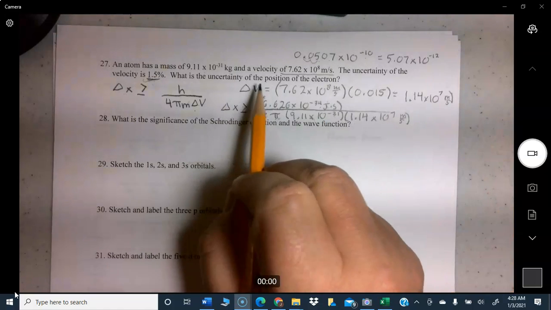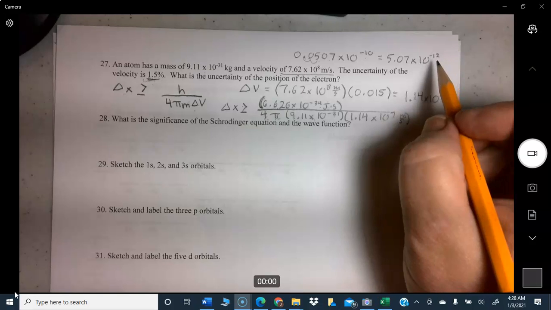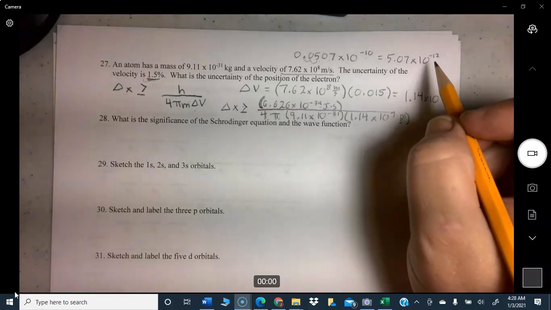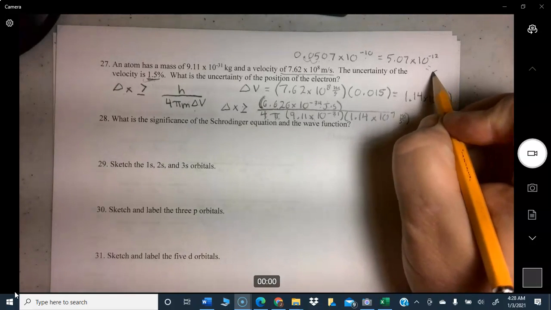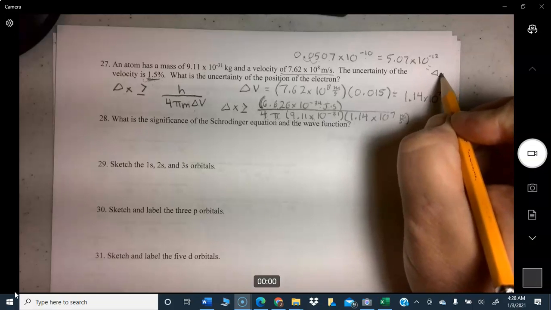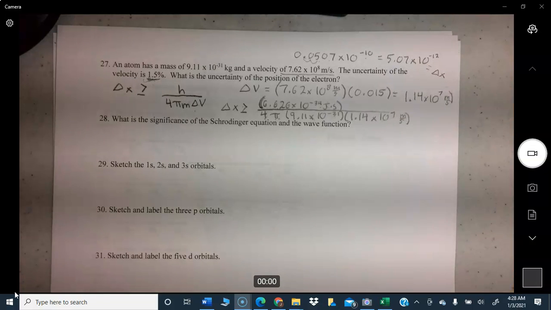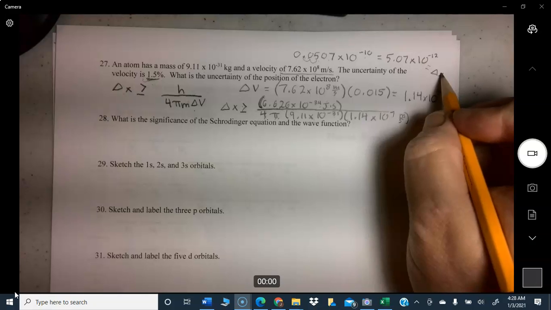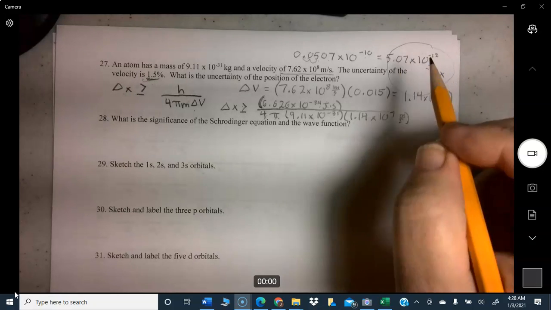And what are we asking for? Position. So that's the delta x. That equals the uncertainty. It says change in position. I know that's the symbol for change in position, but it's the uncertainty of the position that is equal to that.